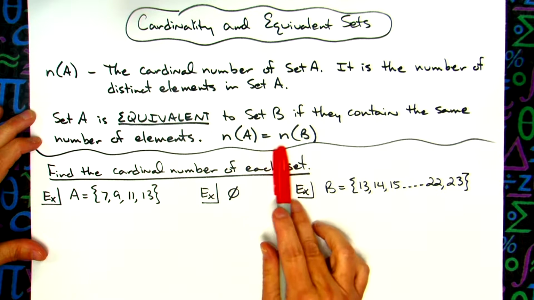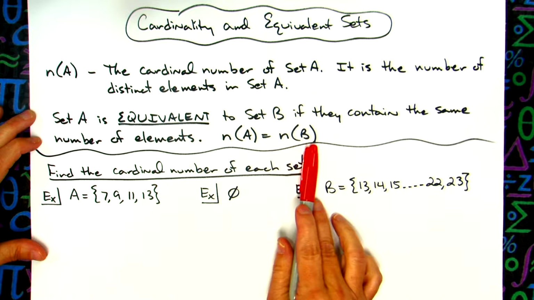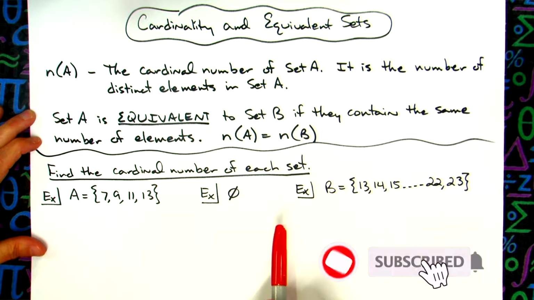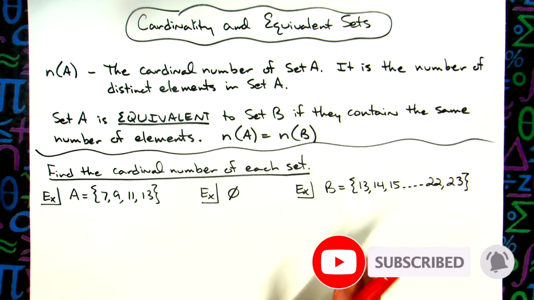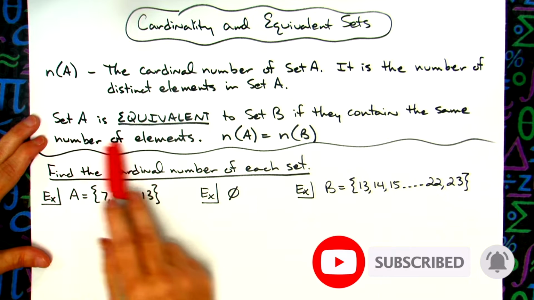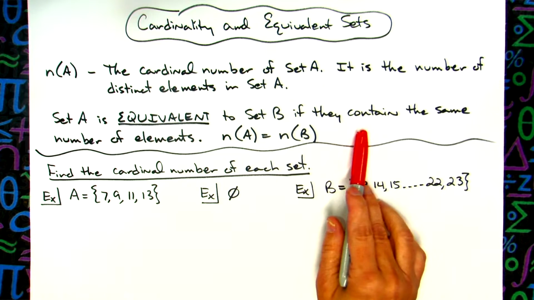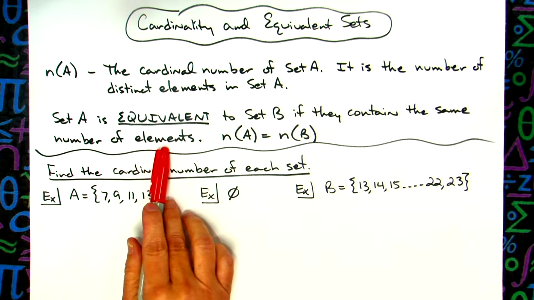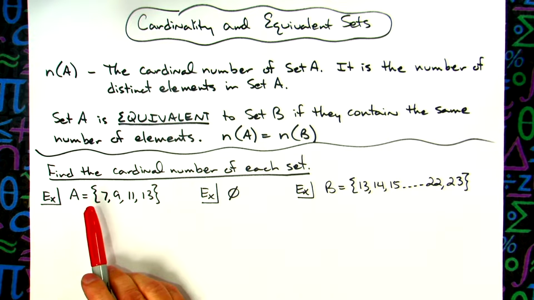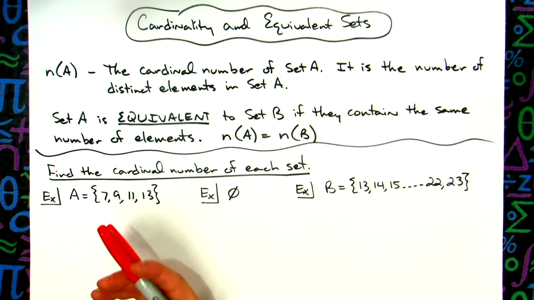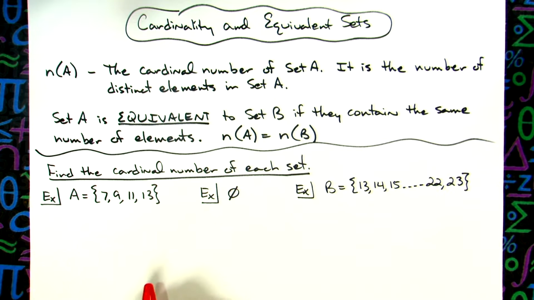So then if I had notation here, N of B, that would be the cardinal number for set B, the number of distinct elements in set B. All right, now, two sets can be equivalent. Set A can be equivalent to set B if they contain the same number of elements. So basically, you find the cardinal number for any two sets that you would want to compare, and then if the cardinal number is the same, then you have equivalent sets.